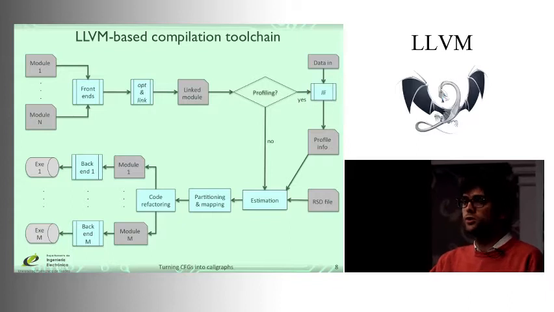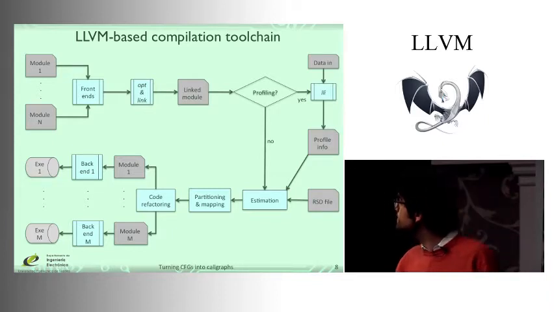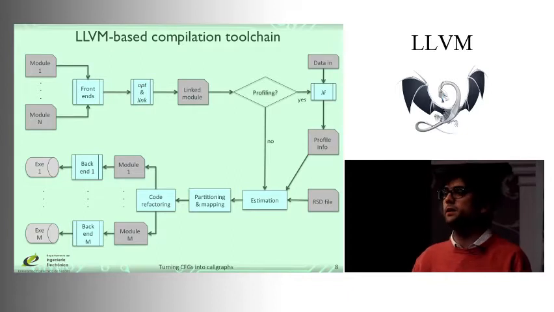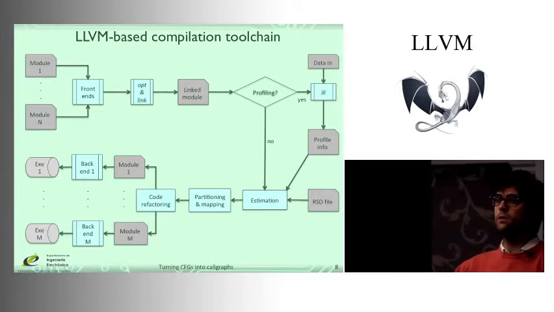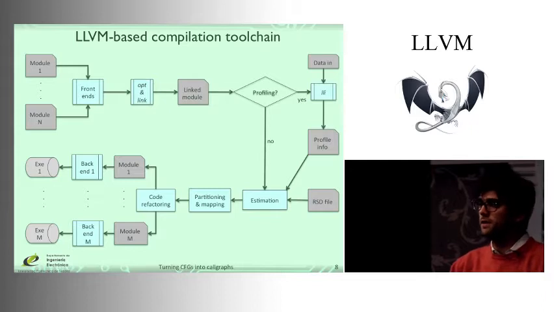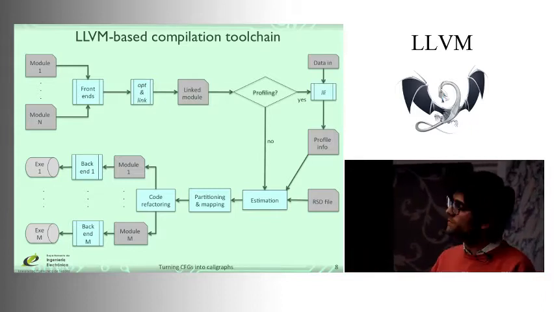Once you have your modules, C modules or Fortran modules, for instance, you throw them to the front end, and then you optimize and link as much as you want. For that, you can use the stock optimization passes that come with LLVM, so it's pretty easy. But the important point here is that we end up with one single linked module. Then we can profile using LLI.